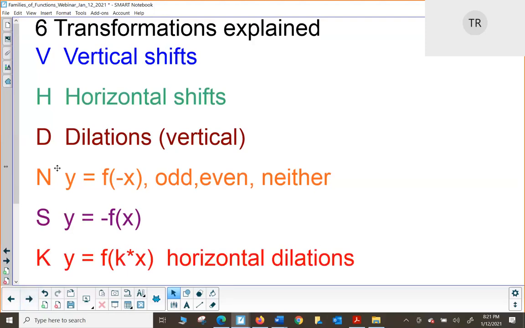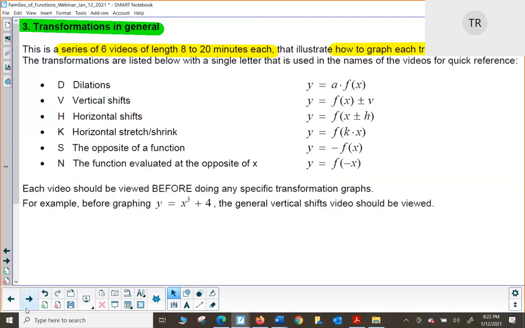The capital letters are there mainly for me to be able to distinguish them when I made them. So there's a series of 6 videos. They're anywhere from 8 to 20 minutes. I know 20 minutes sounds like a long time, but that's what I needed to do to get the point across. And so I'm sticking with it, though I know some students won't like that.